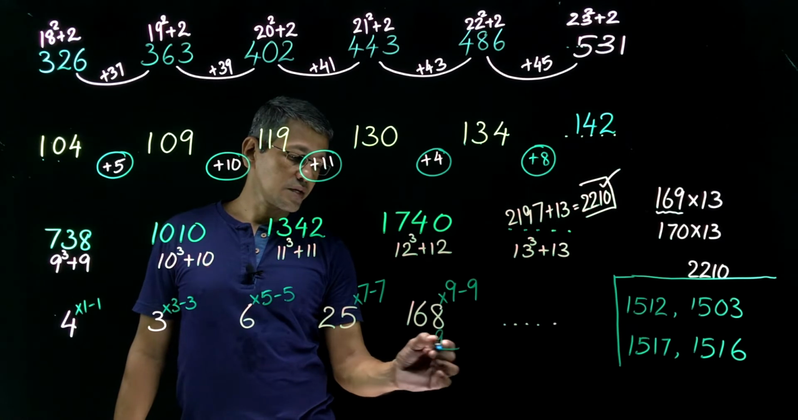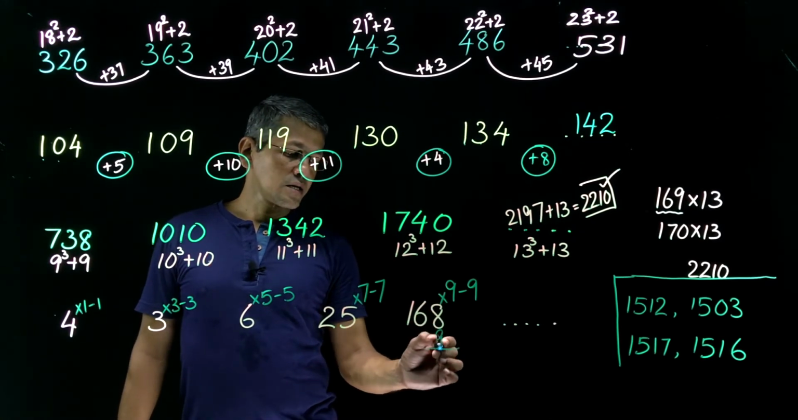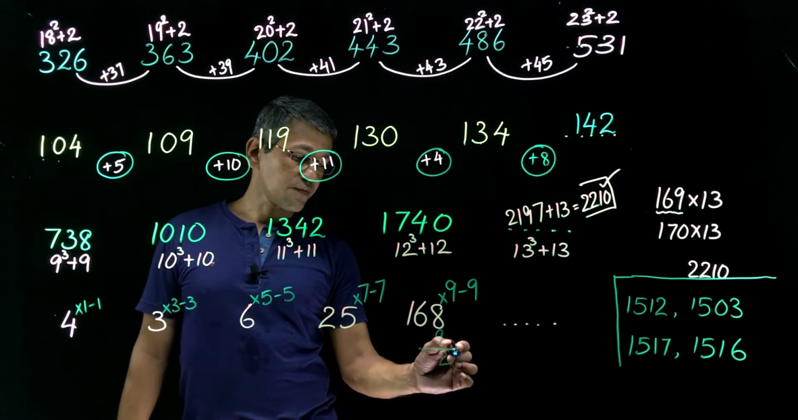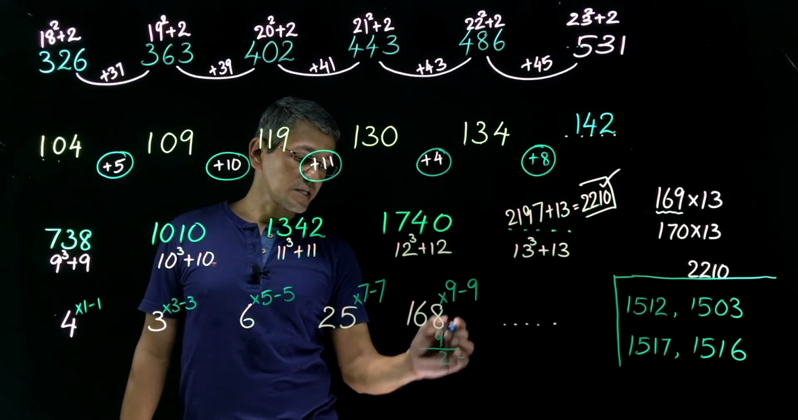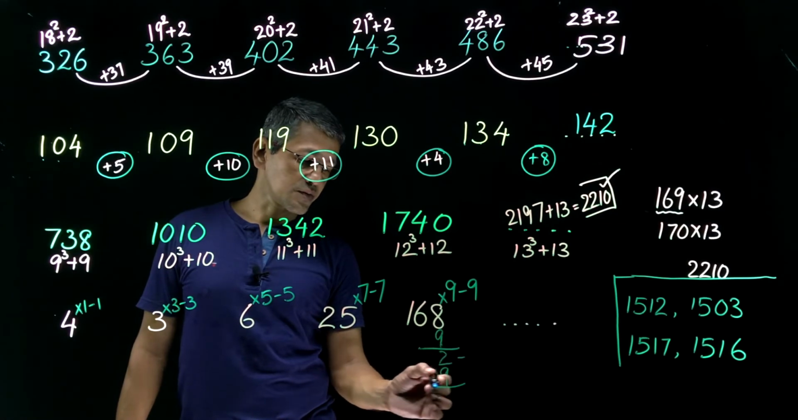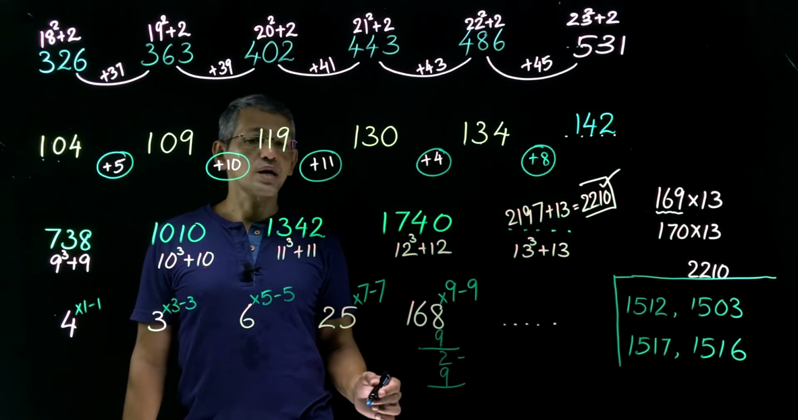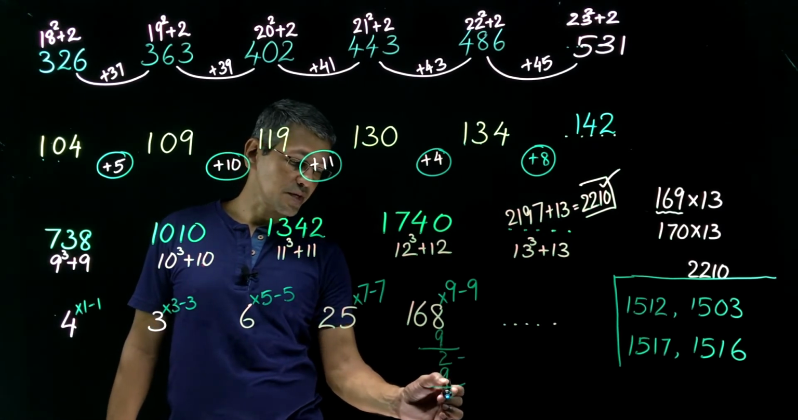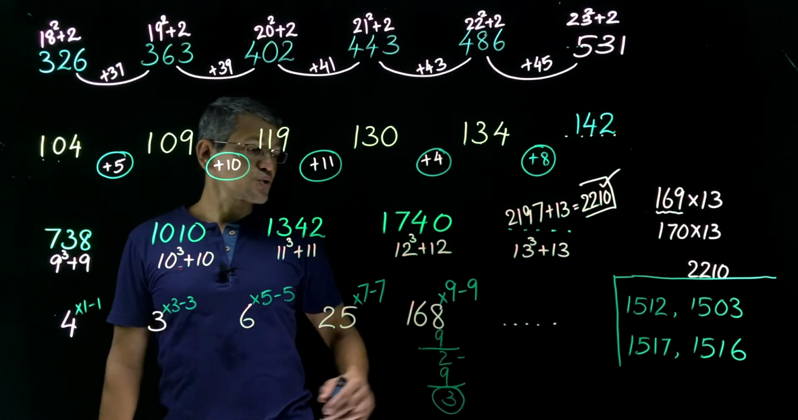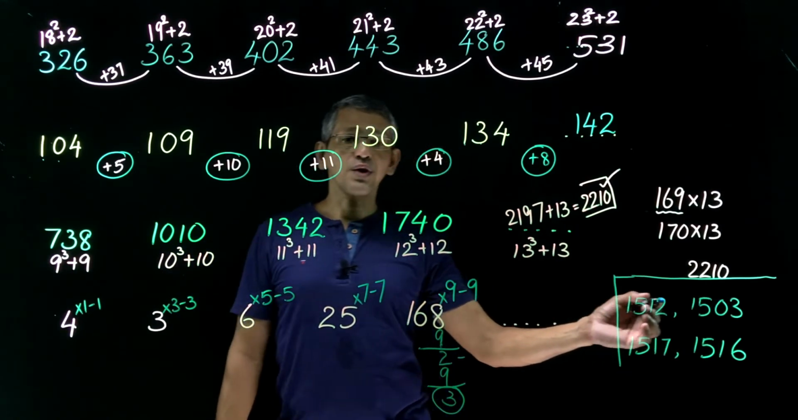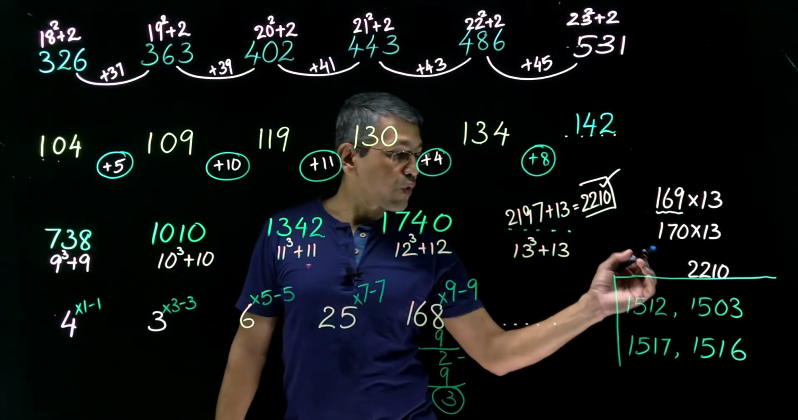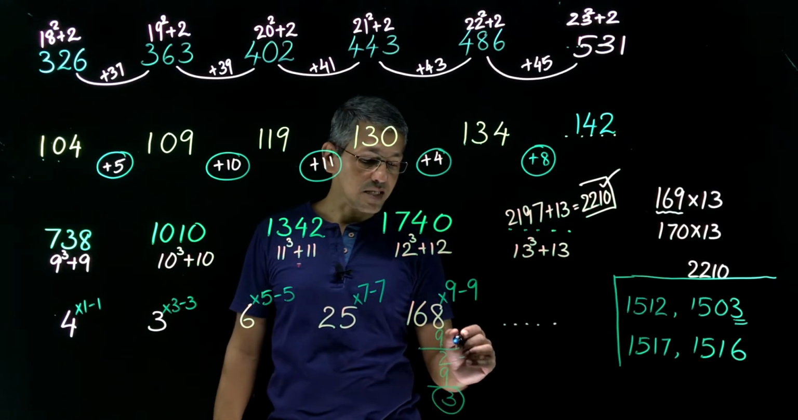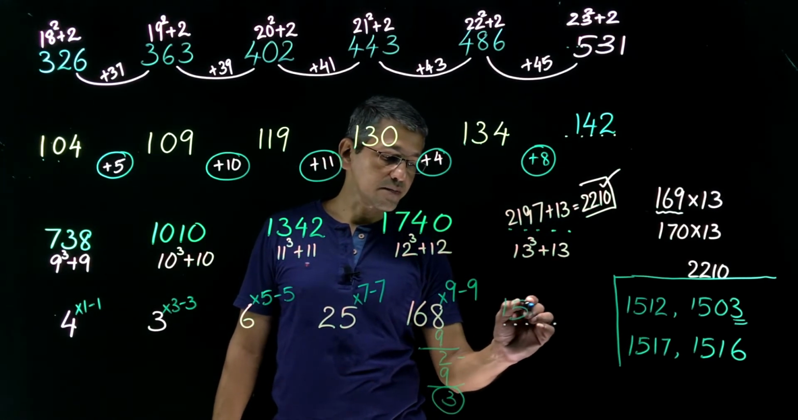So, 8 into 9 is 72, right? So the last digit is 2. From that 2, we have to subtract this 9. So 2 minus 9. Take it as 12, 12 minus 9. What do you get? 3. So the last digit of your answer must be 3. When you look at the answer choices, we have only one answer choice ending with digit 3. So that would be the answer in this case, 1503.